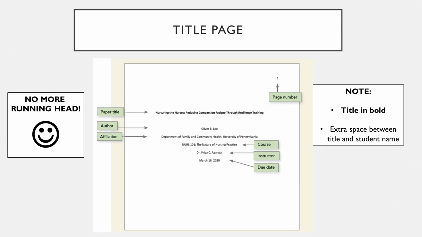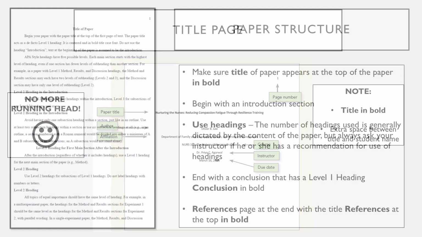If you used APA before, you may remember the running head. There is no more running head in the 7th edition. The current title page for student use only includes a page number, the title of the paper, the author, which is the student name, the affiliation, which is the name of the college, the course, the instructor, and a due date. It's much more simple now.